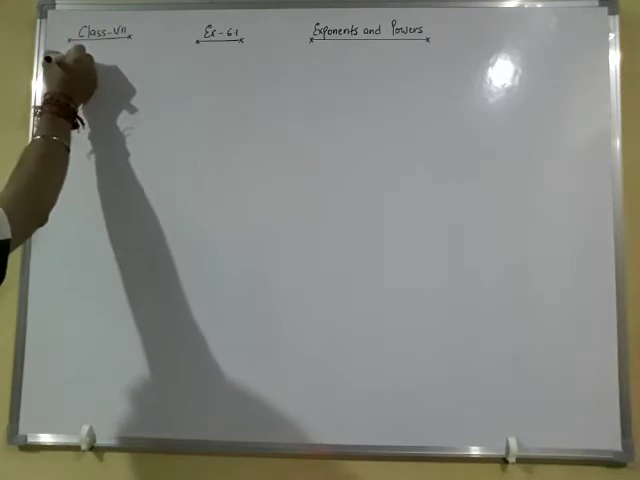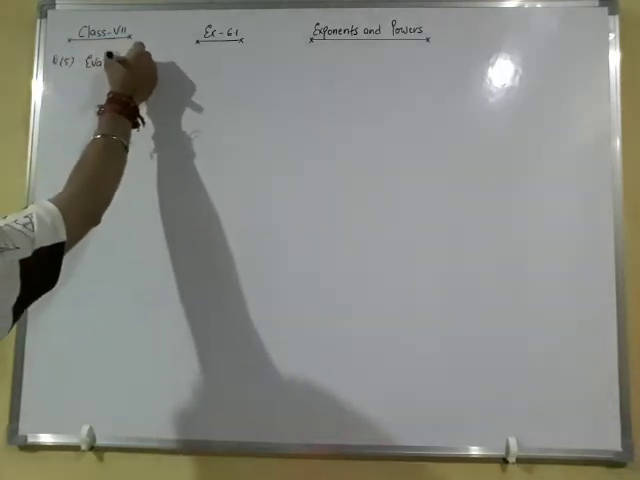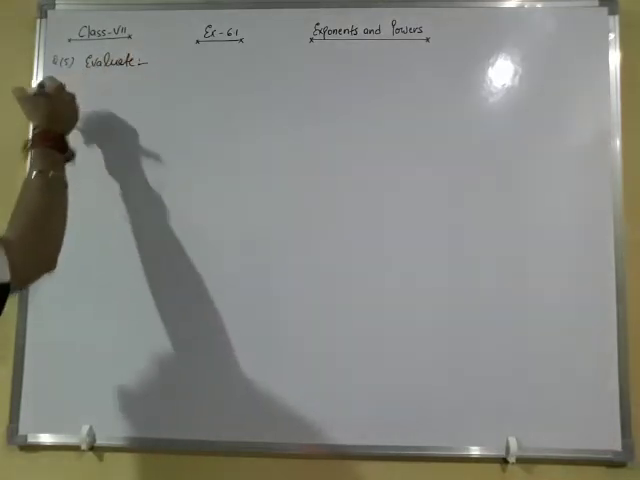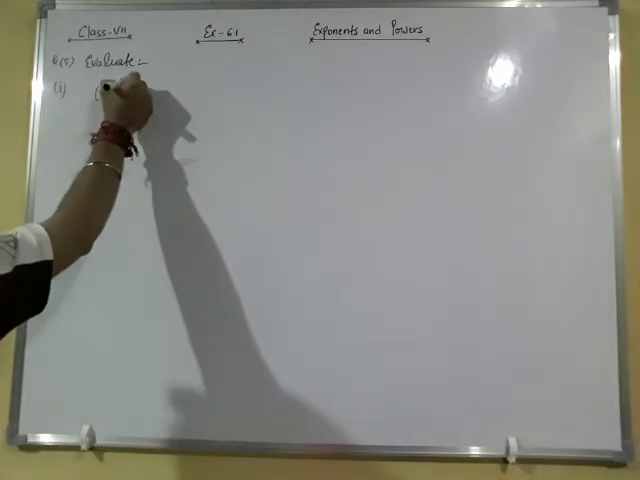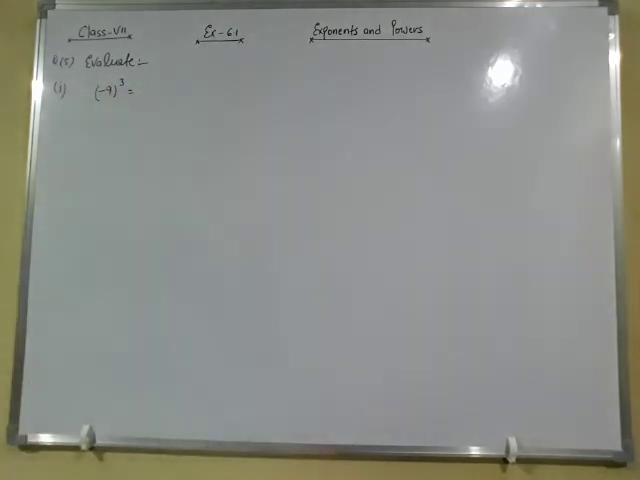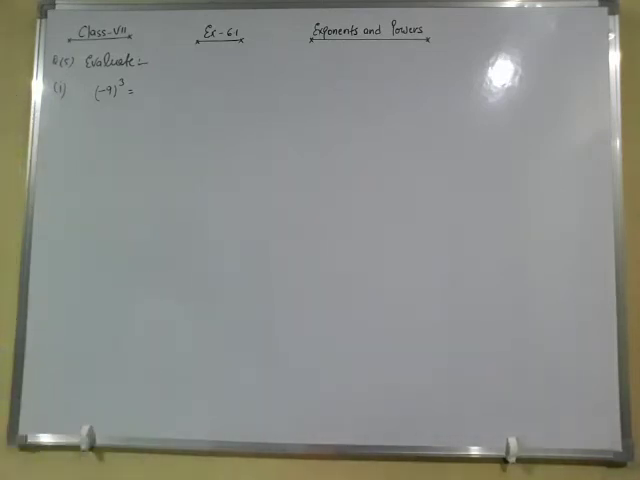In question number 5 we have to evaluate. First part is minus 9 raised to the power 3. I told you that you have to solve a lot of questions based on this concept, even power and odd power. So here is your next example. We have to evaluate. Evaluate means we have to find the value of this exponent. Minus 9 raised to the power 3.